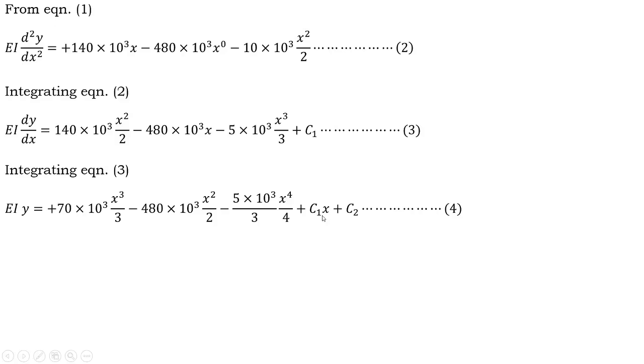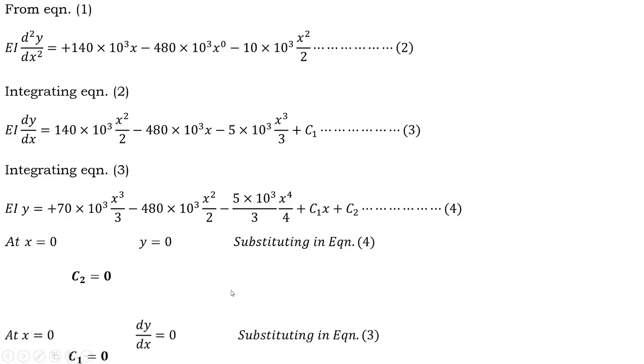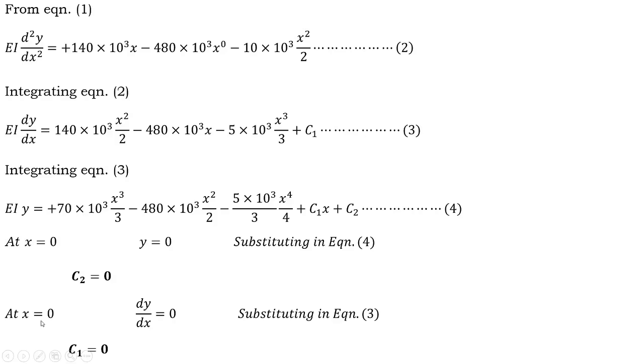Now in the next step I need to find the value of c1 and c2. For that I will consider the boundary condition at x is equal to 0, y is equal to 0. Therefore when I substitute x equal to 0 in this y equation, I'll get c2, and this value of c2 is 0. Similarly, to get the value of c1, I'll consider another boundary condition. When x is equal to 0, my slope is 0 because it's a fixed end. Therefore at the fixed end there is no slope. Now when I substitute x equal to 0 in this equation number 3, because this is my slope equation, I'll get the value of c1, and that value of c1 is 0. Means both the constants c1 and c2 are 0.